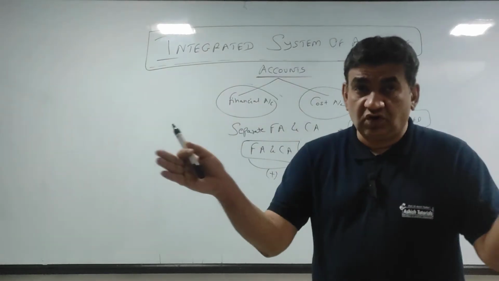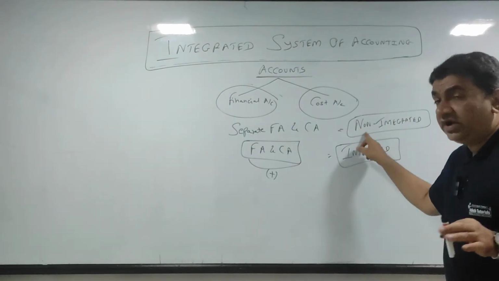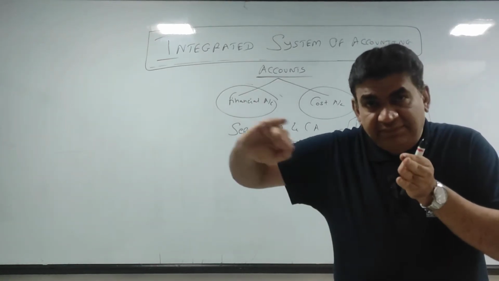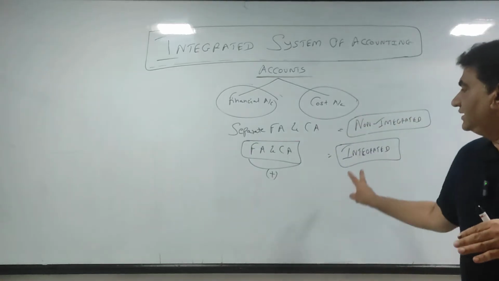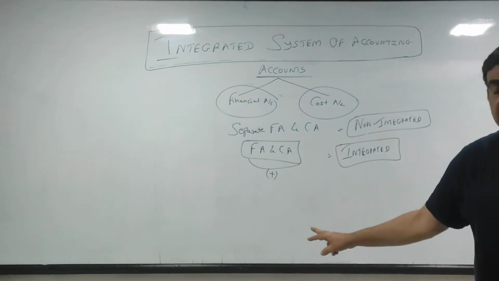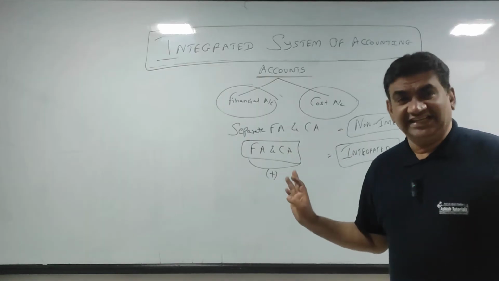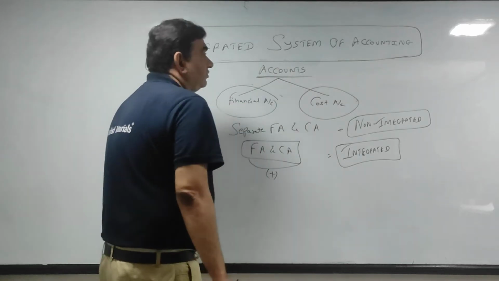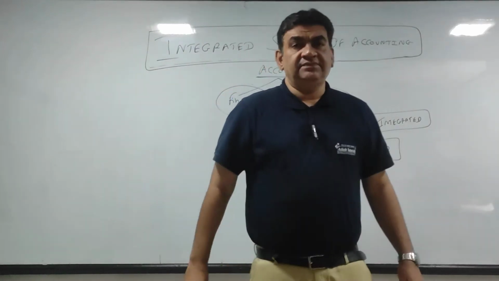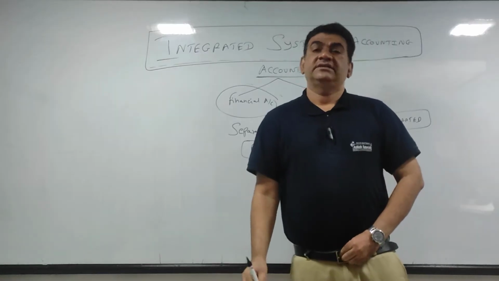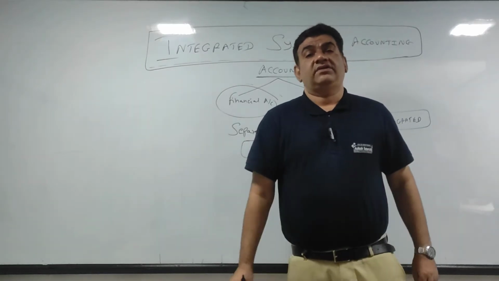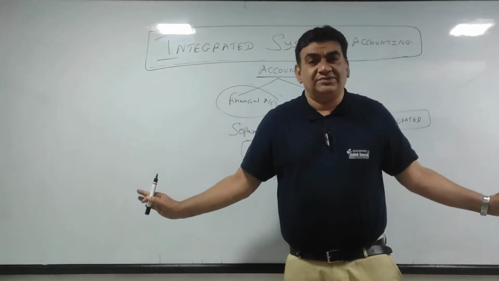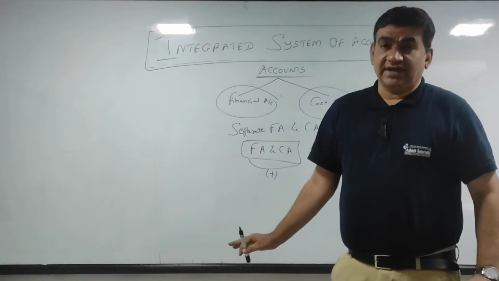Integrated means mixture, combination. Non-integrated is not mixed; finance and cost are separate. Here it is a combo, a combination of both, therefore it is called integrated. So the name of the chapter, integrated system of accounting, is an accounting system where cost transactions and normal financial accounting transactions are merged together in one books of accounts. That is the simple meaning of that.